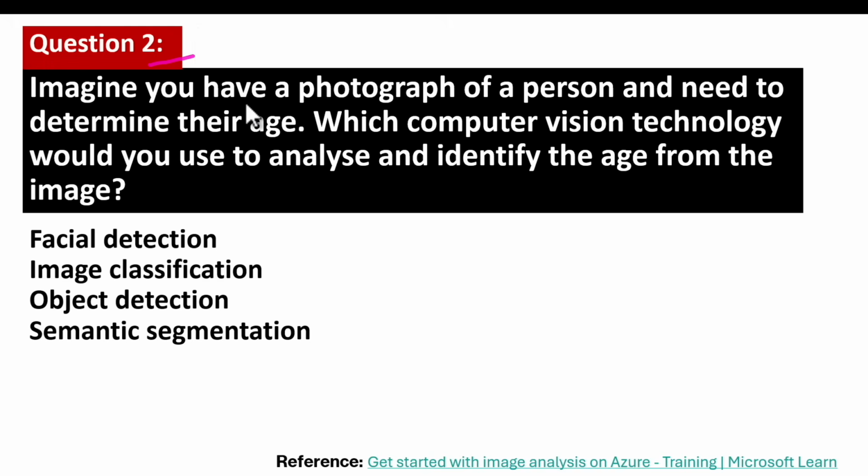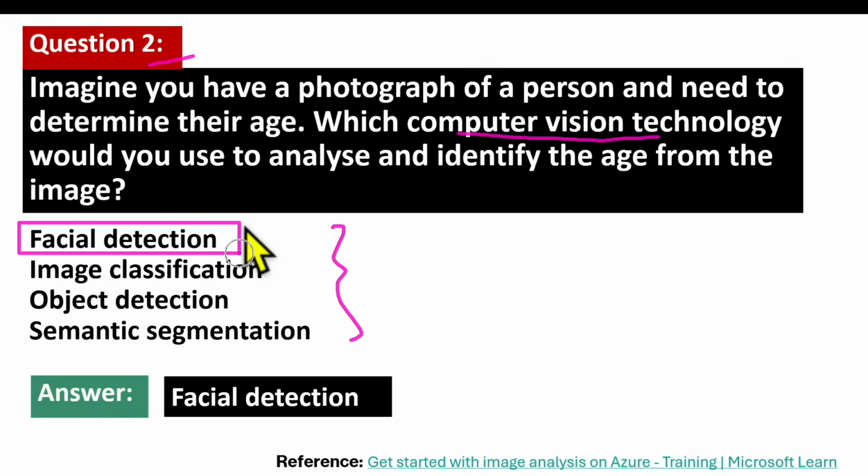Question number two. Imagine you have a photograph of a person and need to determine their age. Which computer vision technology would you use to analyze and identify the age from the image? We have four options here. You can pause the video and guess the answer. The correct answer is facial detection.